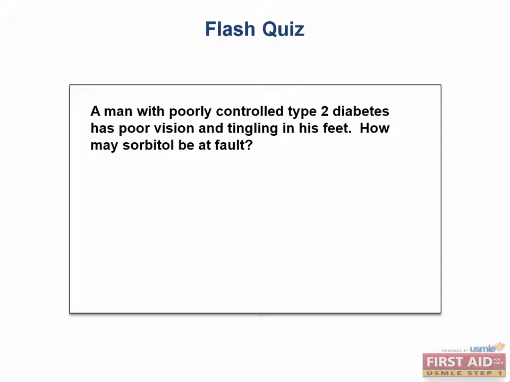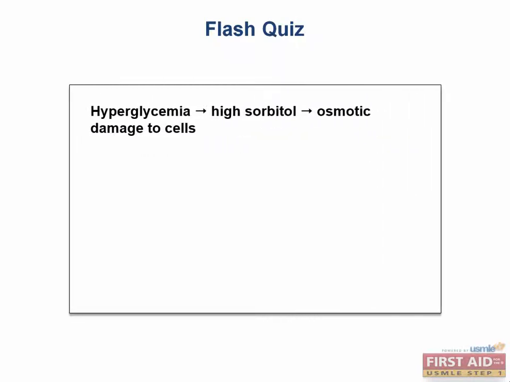So let's turn this into a question. A poorly controlled type 2 diabetic man has poor vision and tingling in his feet. How may sorbitol be at fault? Well, this is because chronic hyperglycemia, or high blood sugar levels, causes sorbitol to accumulate in these organs and cause osmotic damage to cells. This is most prominent in cells that lack sorbitol dehydrogenase enzymes to break down that sorbitol that gets trapped in the cell. So this will include our Schwann cells, the lens, the retina, and the kidney.